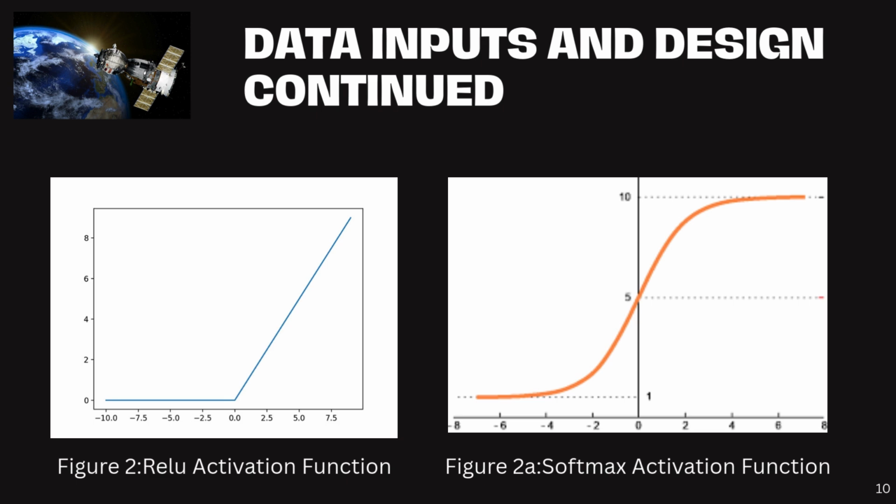So these are the softmax and ReLU activation functions. The ReLU is in figure 2 and the softmax is in figure 2A. As you can see, ReLU is faster and goes linear, and the softmax goes in that kind of shape.